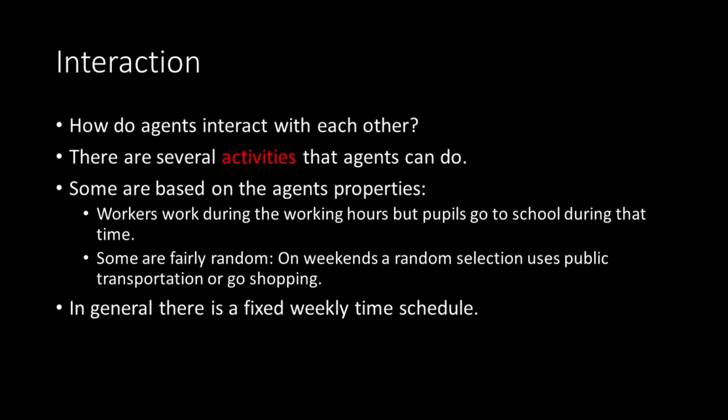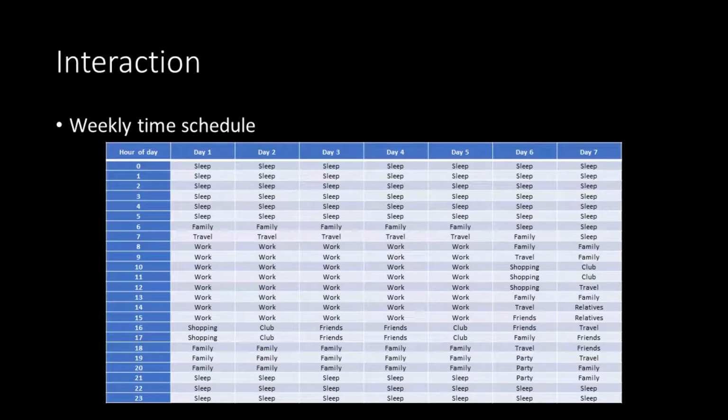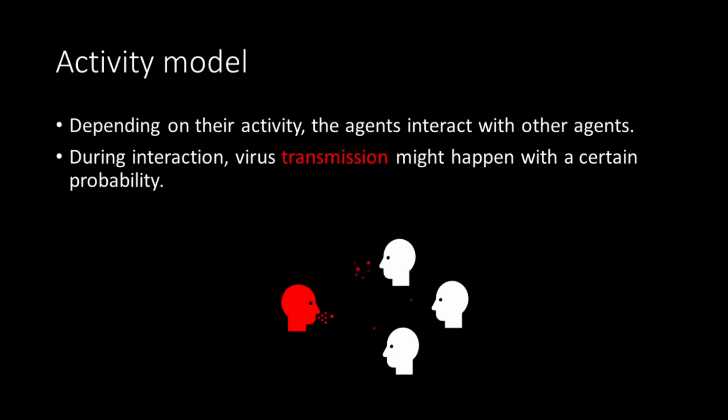The agents in the simulation follow a fixed weekly time schedule, unless they get ill. This weekly time schedule is shown here. It represents a 5-workday week. In the morning and evening, there is some family time included. On 2 days per week, there are club activities. These are regular meetings with teammates for training, for example. On other days agents might meet some of their friends. In the weekend there is some shopping time as well as meeting other relatives that do not live in the same household. Depending on the activity, different groups of agents might interact with each other. During any contact, there is a certain chance that an infected agent transmits the virus to other agents.